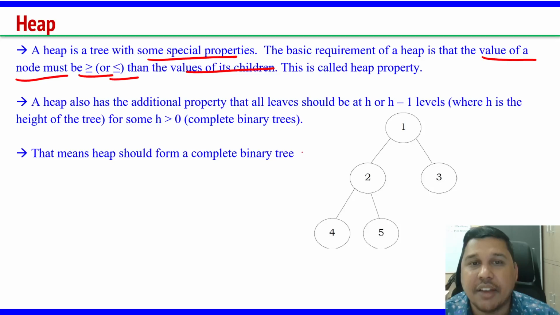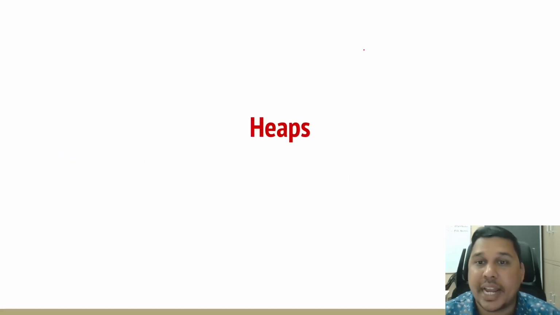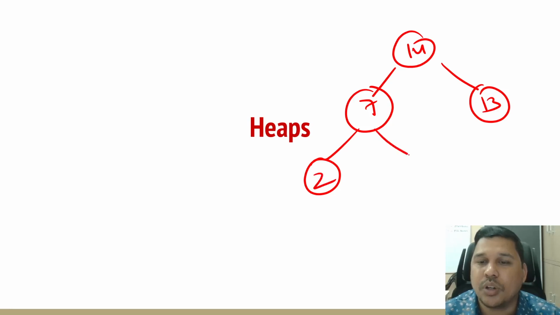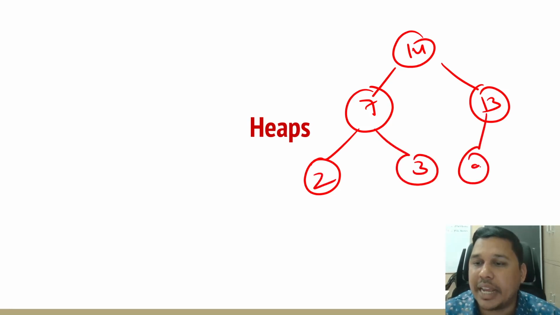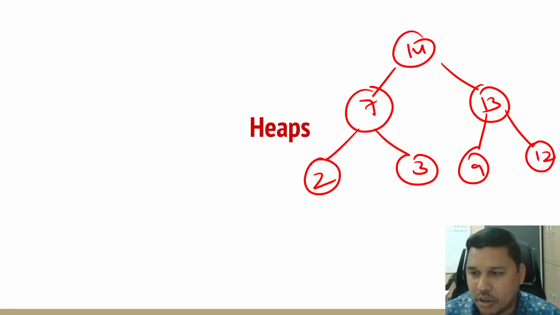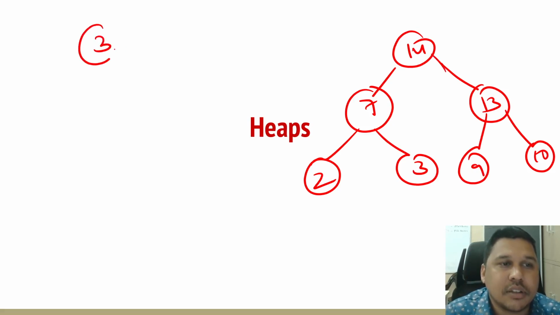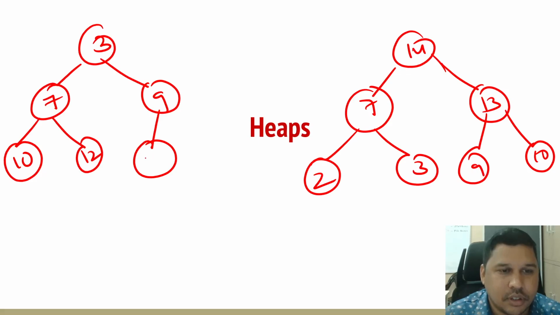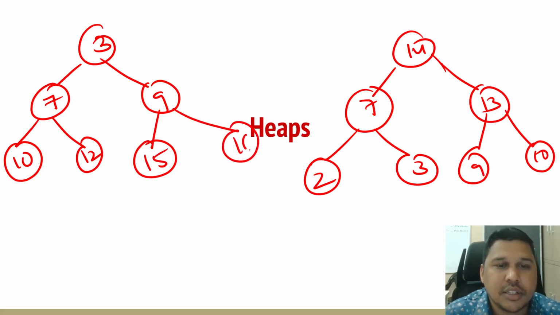I spoke about one example here by taking 14 this side and 7 here, 13 this side, here also 2 and 3, here some 9 and 12, or maybe you can put 10 also. This is one kind of a heap. I can have another heap like this: 3, 7, 9, 10, 12, 15, 16.